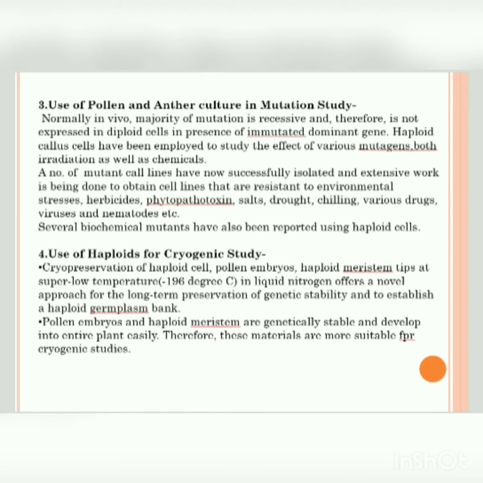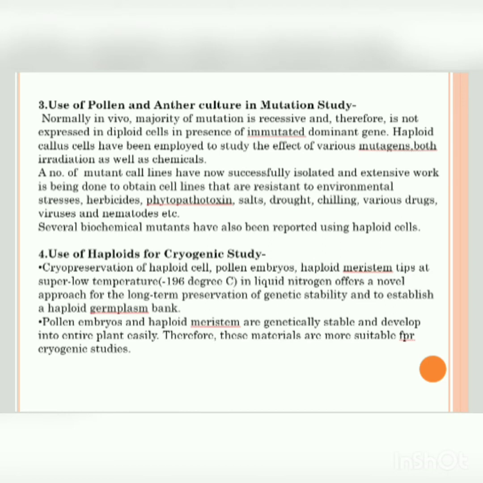I think that most of you know about this cryogenic study, and now I'm again saying to all my viewers that this is only a general introduction about this topic. If you have any doubt, or if there is anything you think is not included or maybe is wrong, then you can tell me in the comment section below.